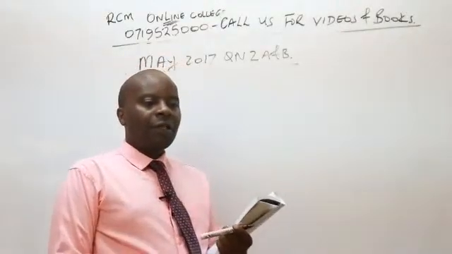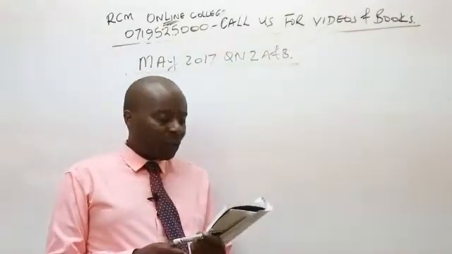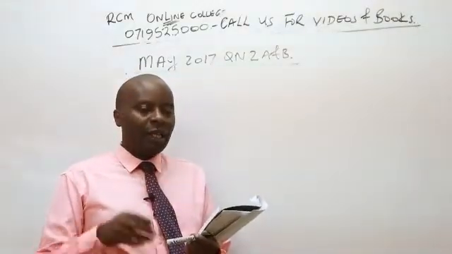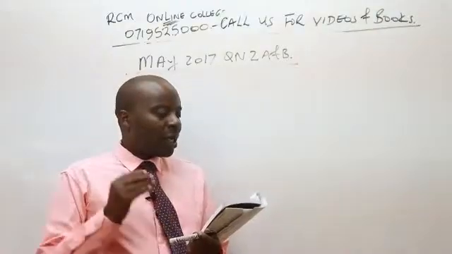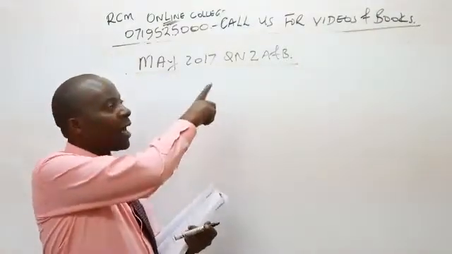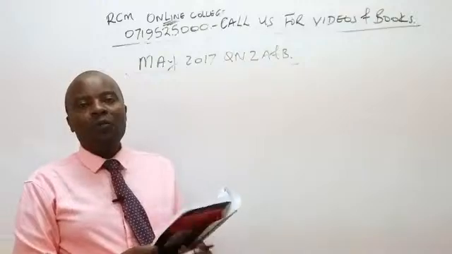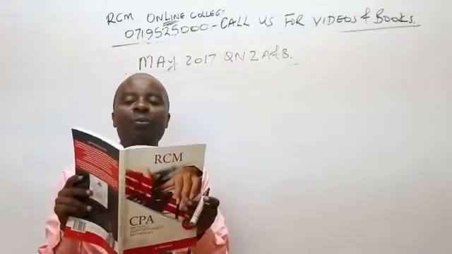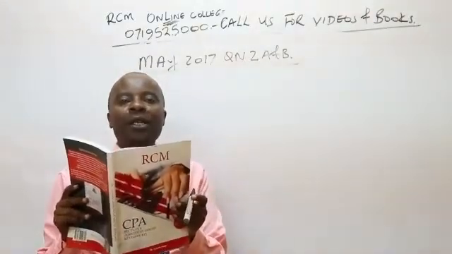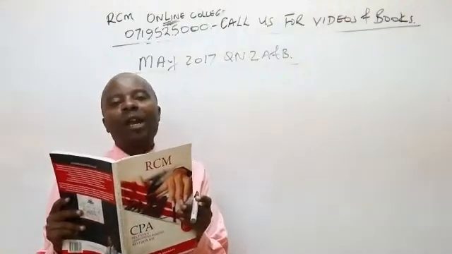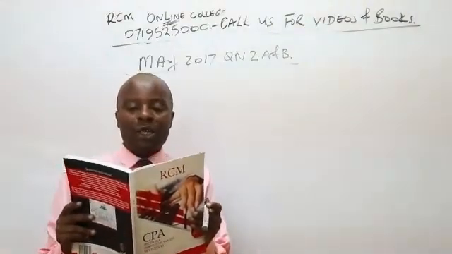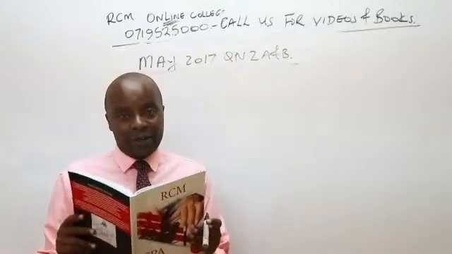Good. So question number 3. Question number 3 is May 2017, question number 2 A and B. For those of you who have got our revision kits, you simply go to probability theory, question number 7 of our revision kit.